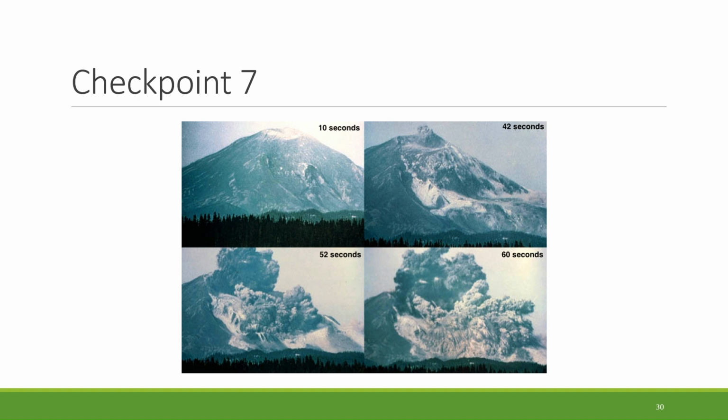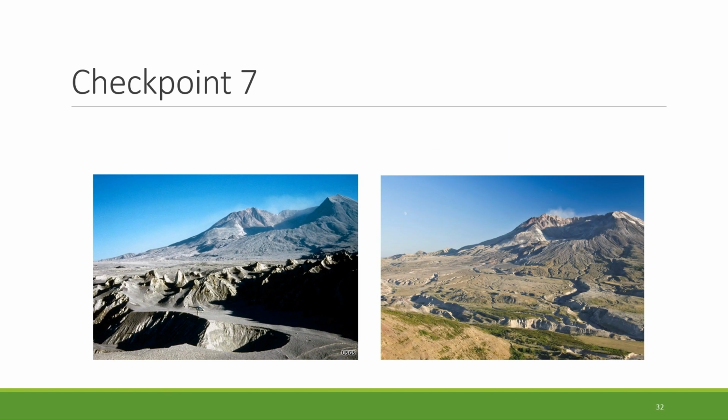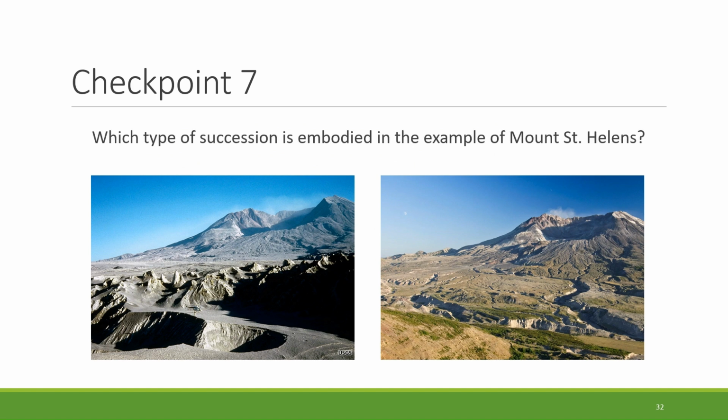And between the landslide and the blast and then the resulting volcanic mudslides, hundreds of square miles were reduced to lifeless, barren rock and ash on the side of the mountain. And then since the eruption, this area has slowly been returning to life, with the biological community redeveloping, as you can see in the more recent photo on the right-hand side. So the question in this checkpoint is, which type of succession is embodied in the example of Mount St. Helens?